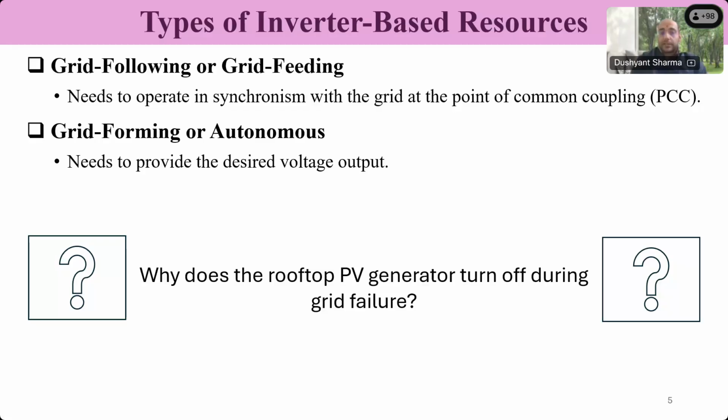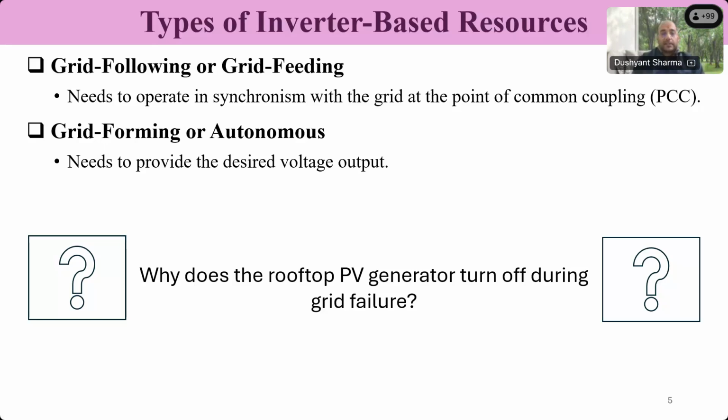Again, just a few seconds. Anyone can either type or unmute and say the answer. It's a very interesting thing. I hope you are getting the problem. That there is a PV, but it will not produce power. There is a PV generator, there is complete sunlight, everything is there, but it will stop producing any power. Why? Any answers? So it's a very interesting thing.